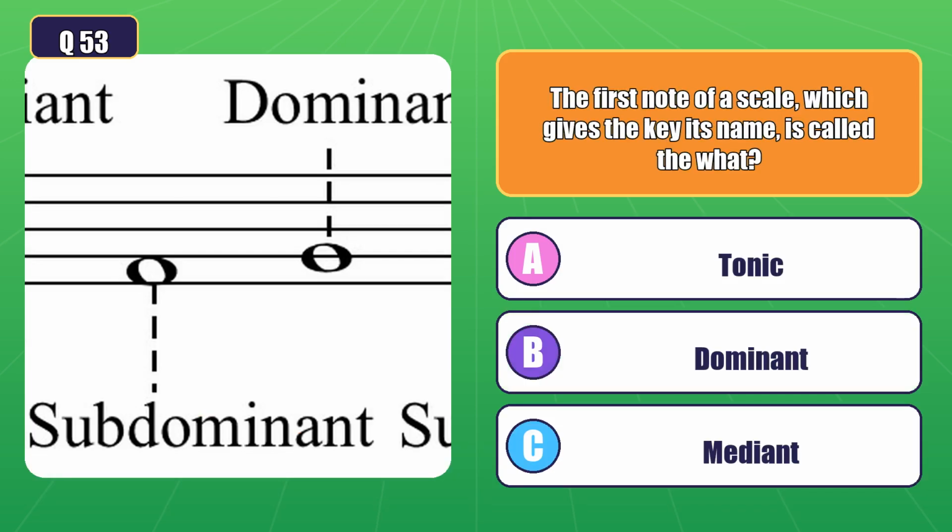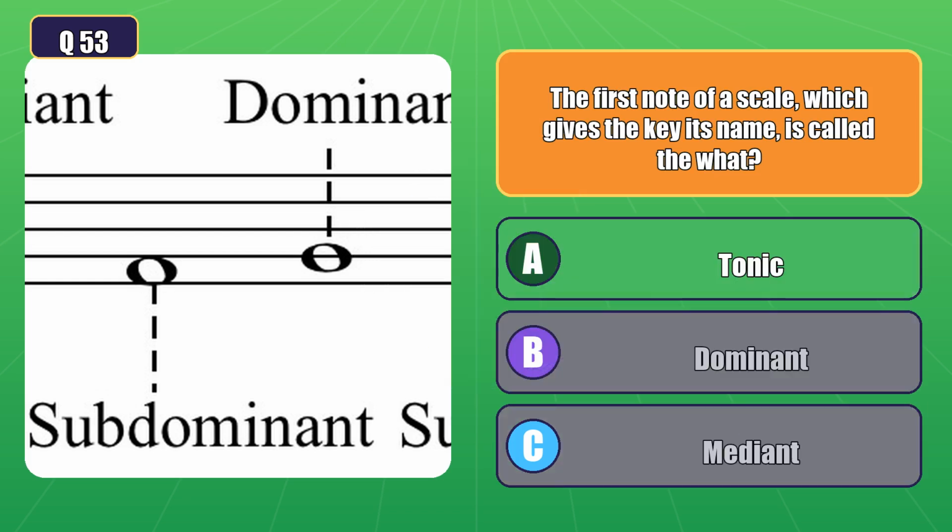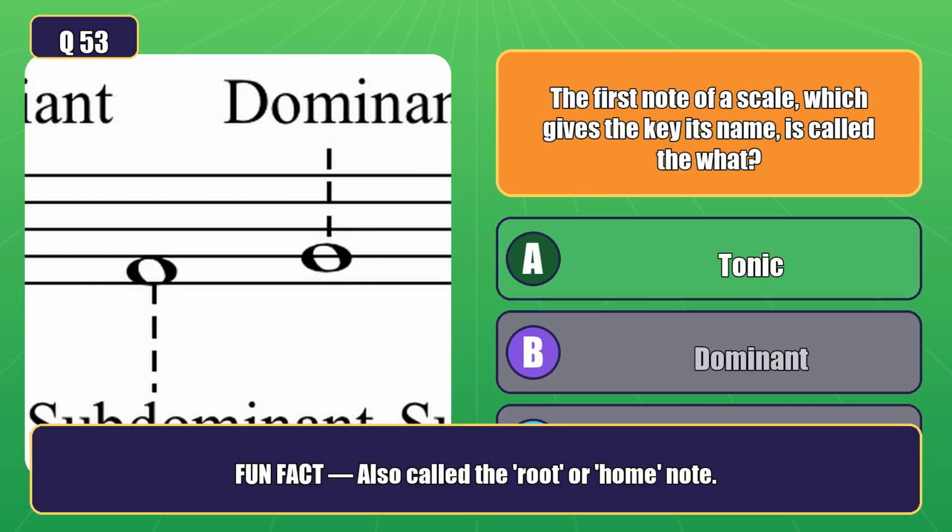Question number 53. The first note of a scale, which gives the key its name, is called the what? The answer is tonic. Fun fact, also called the root or home note.